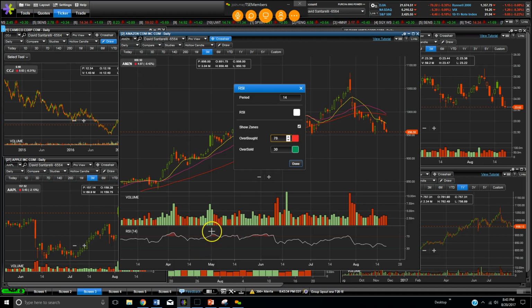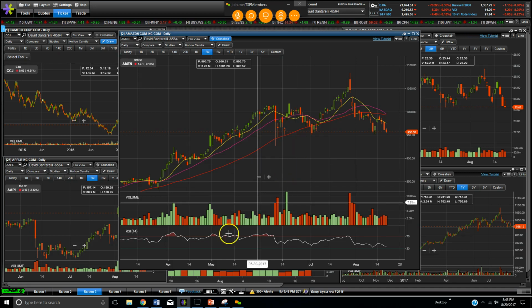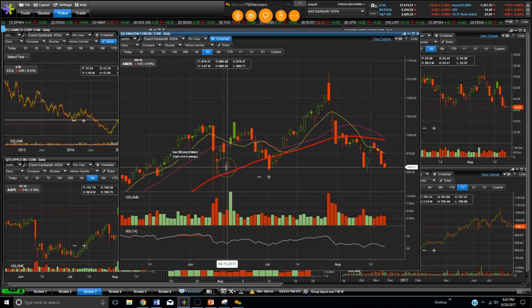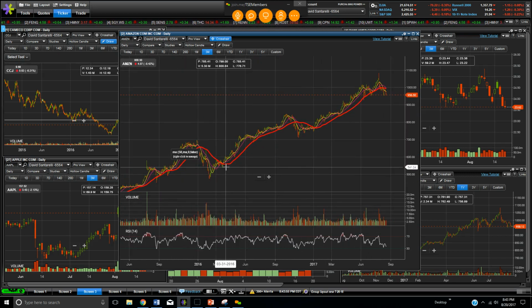And then for overbought, I put mine at red. That means it's time to short. And when it's oversold, when it goes below 30, it'll be green, and that's time for me to jump in possibly. So that's what I use for my RSIs, and as you see here, usually it's a pretty good system.